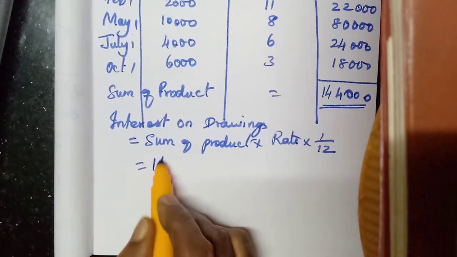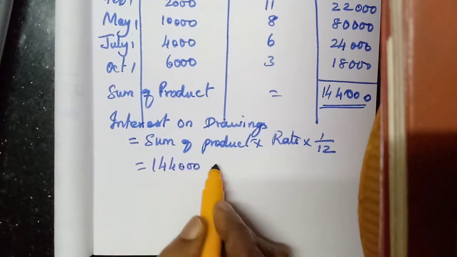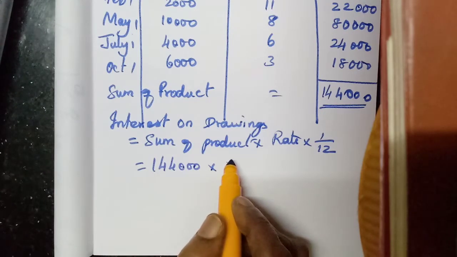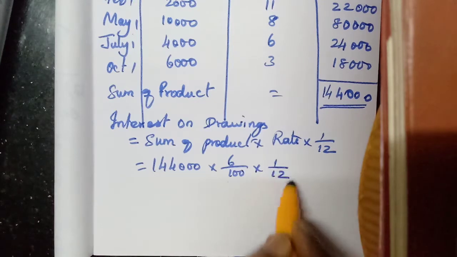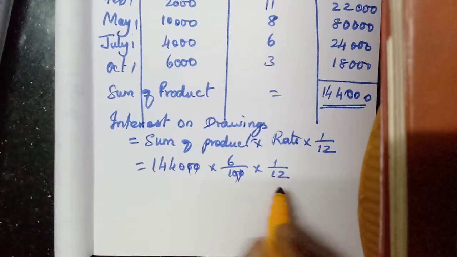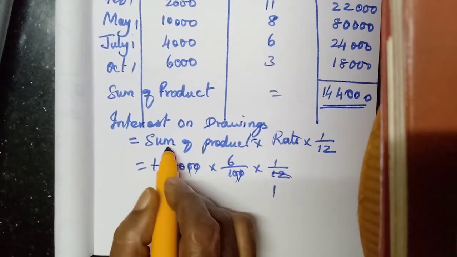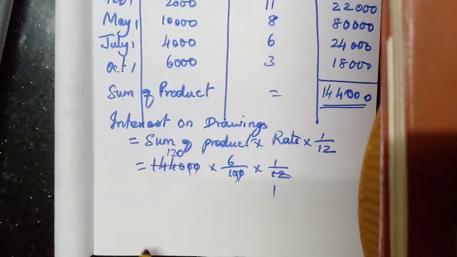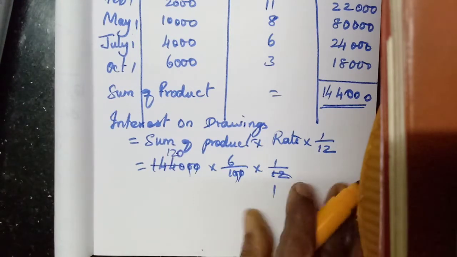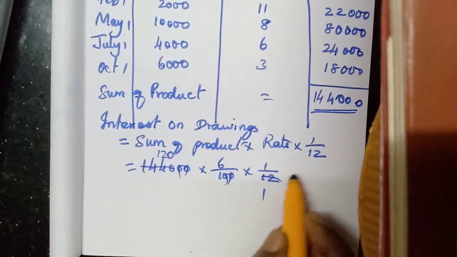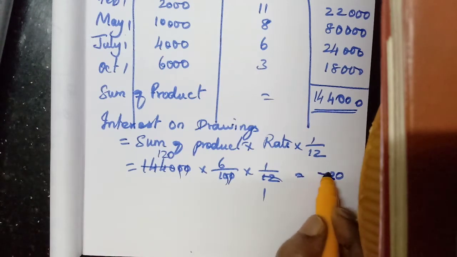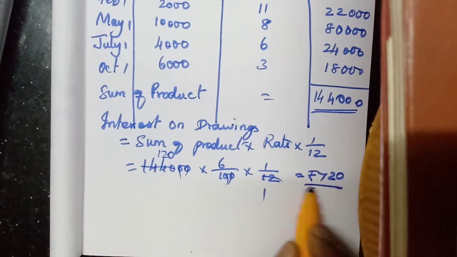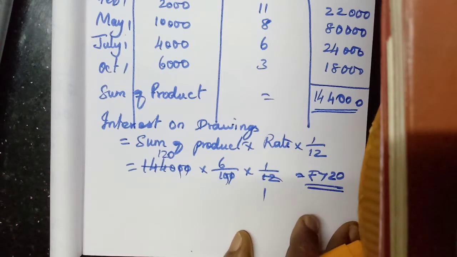Sum of product 1,44,000. Rate 6 by 100. 1 by 12. Here 12 ones are 12. 12 12s are 144. So 120 into 6. 0. 2 6s are 12. Balance 1. 1 6 is 6. 6 plus 1, 7 rupees. This is the answer.